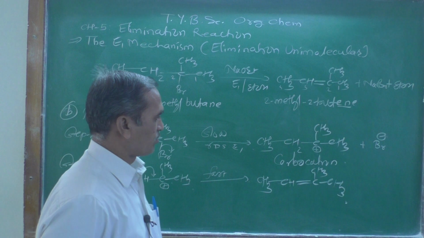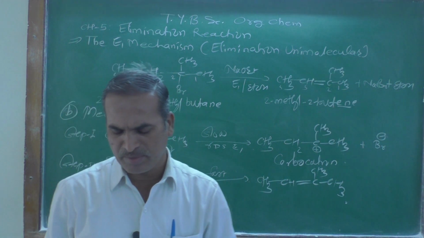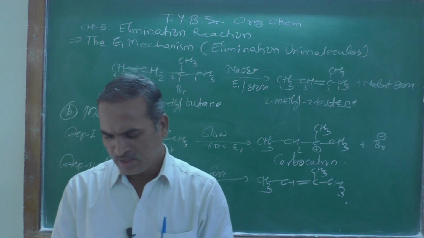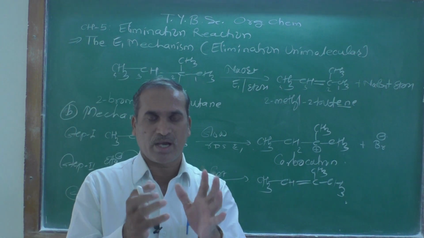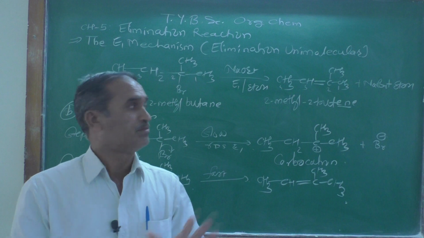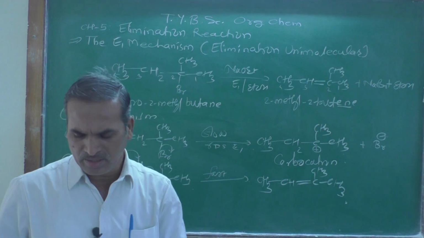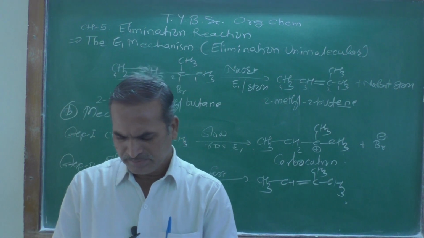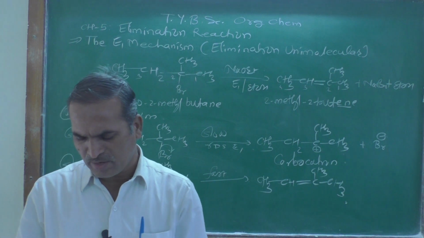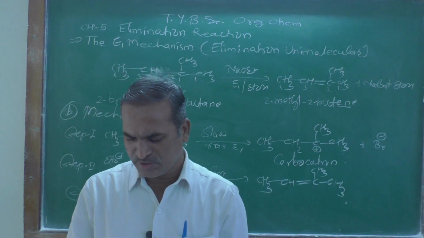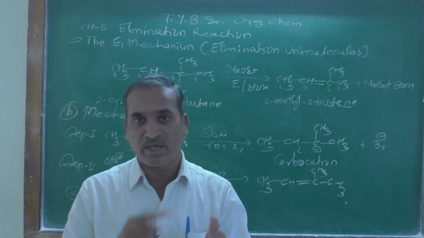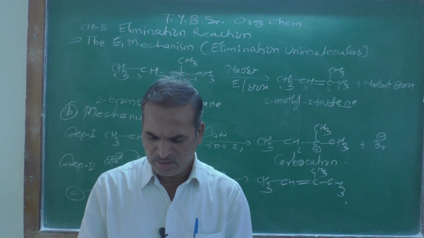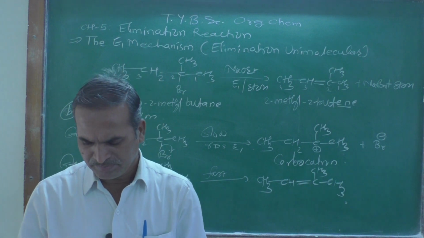Abstraction of the beta hydrogen, and we get the formation of the carbon-carbon double bond over there. So in this way we have got the mechanism of this E1 mechanism. The carbocation formed in the first step, the slow step, may undergo the following reactions in the second step.